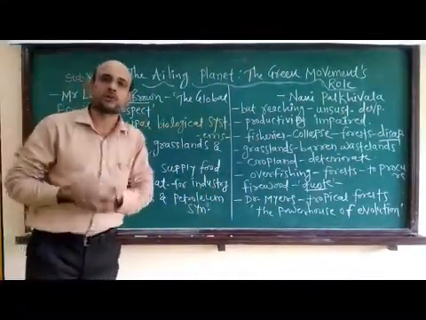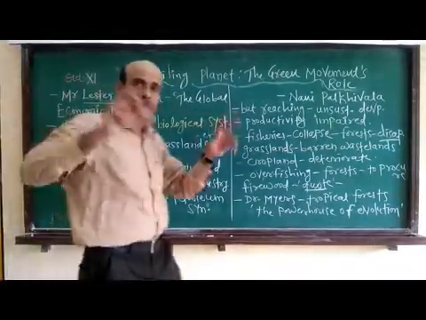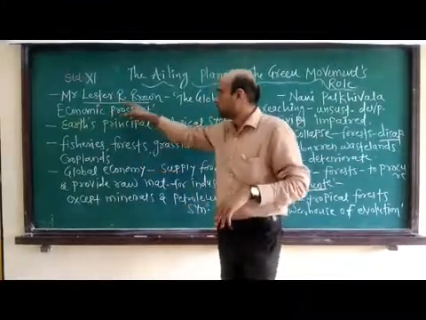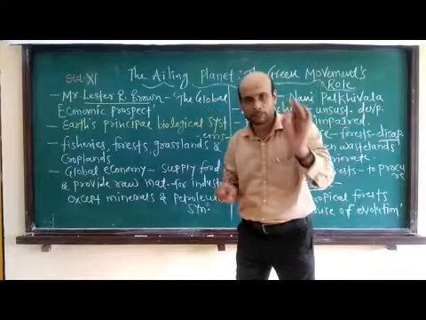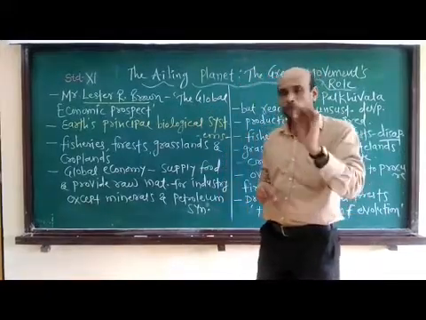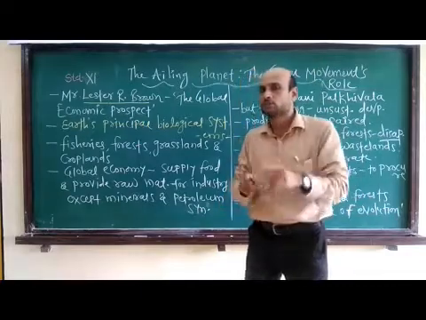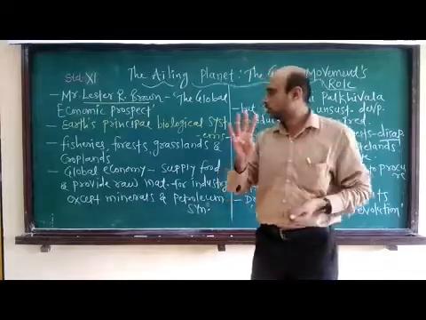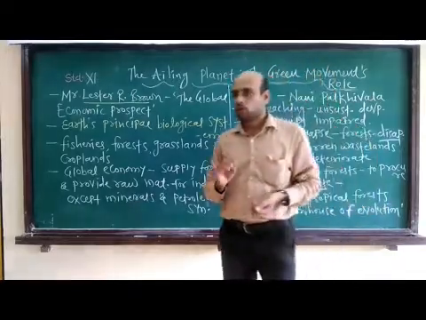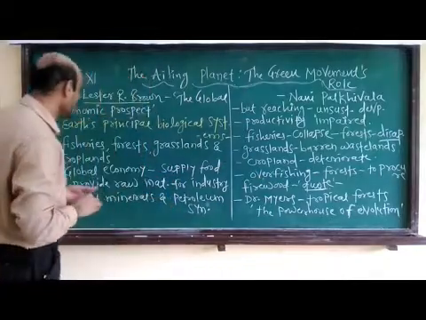biological systems are four. Who has pointed this out? Mr. Lester R. Brown, in his book The Global Economic Prospect. He points out that the Earth's principal biological systems are four. How many? Four. And what are the principal biological systems? See now, listen carefully.